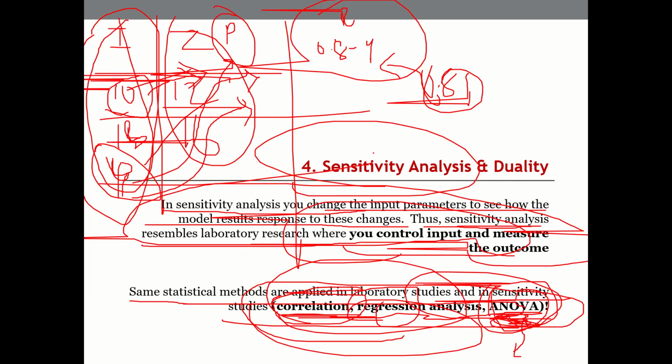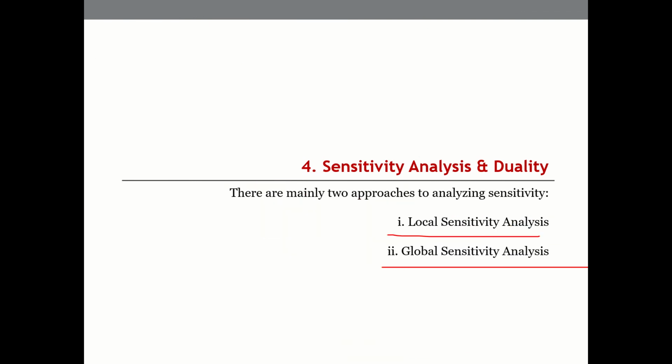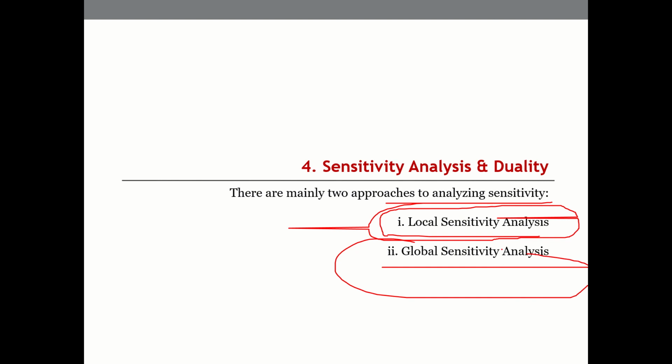Let us go back here. We said sensitivity is how our decision is subject to small variations, small changes in the input parameter, whether the profit or the output will be impacted or not. So this can be understood in two ways. One is called local sensitivity, the other is called global sensitivity. What is local sensitivity analysis?